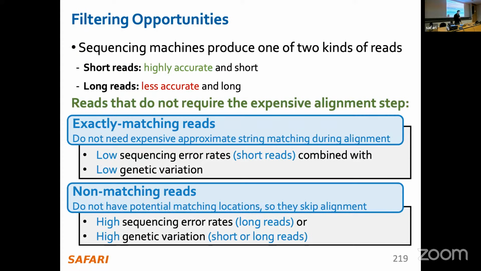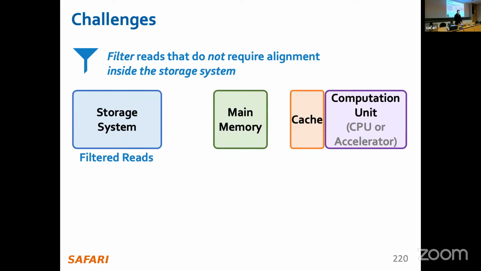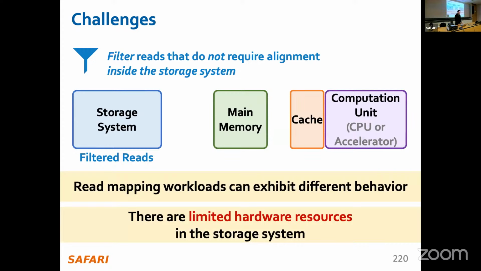So this is basically how we are exploiting, how we're trying to reduce the data movement in the storage systems. There are, of course, several challenges. One challenge is that we're trying to build some logic units in the storage system so that we can use that logic unit without moving the data too much to the CPU. But in reality, we have limited hardware resources that we can build in the SSD.